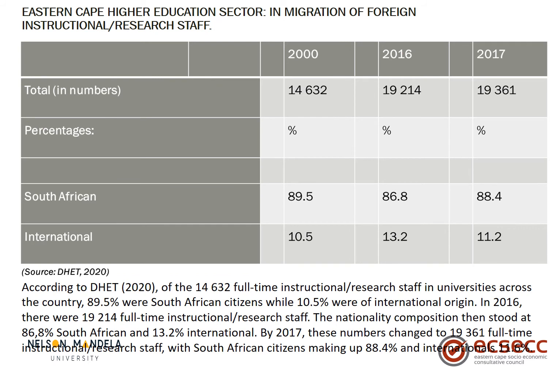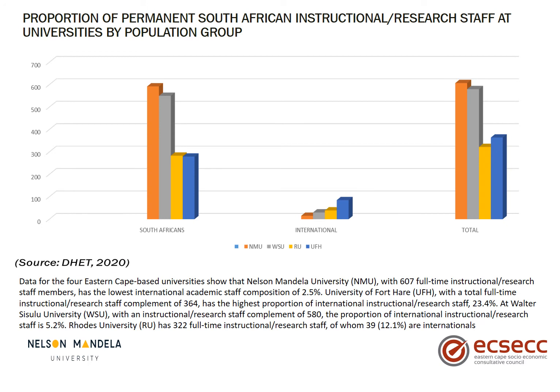Now, in terms of the higher education sector, we have in-migration of foreign professionals into that sector. In 2000, the percentage of foreign nationals in the higher education sector was 10.5. In 2016, 13.2, and in 2017, 11.2. So this shows that the sector is receiving foreign professionals, lecturers and researchers. Of the four universities in the Eastern Cape, all four have foreign lecturers and researchers in their employ, but Fort Hare seems to have the largest number of foreign researchers and international staff.